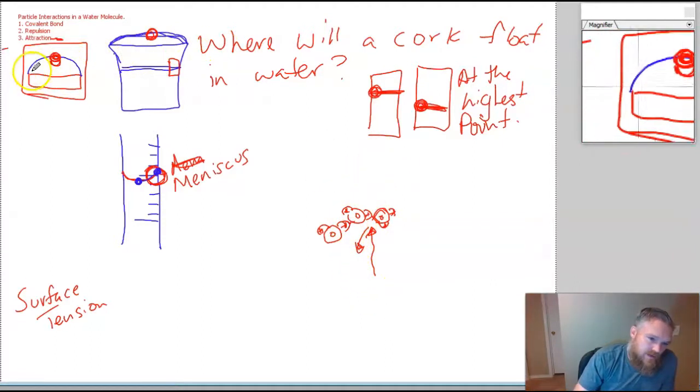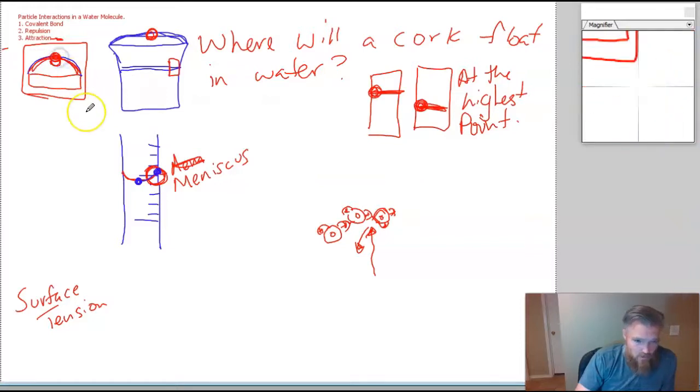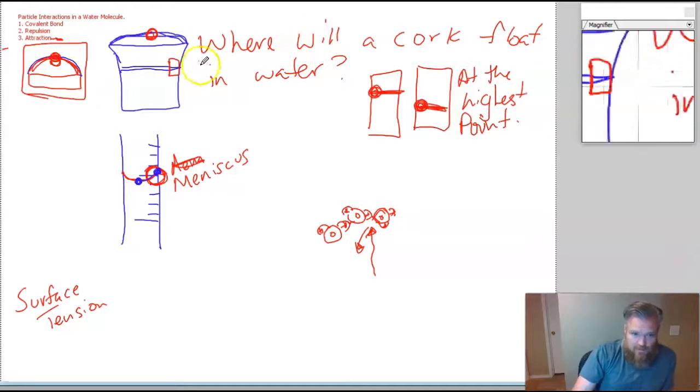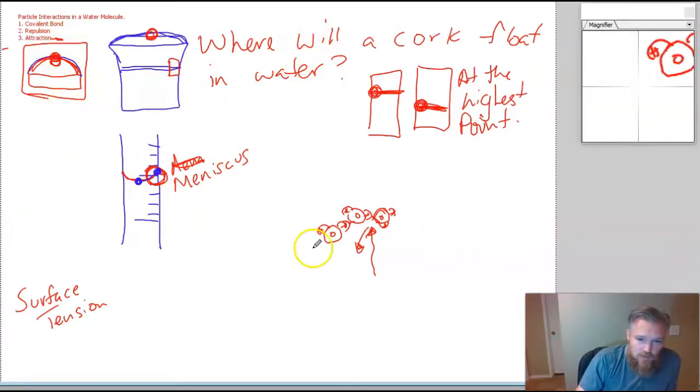So there's this surface film of molecules that just sits kind of on the surface and holds hands and keeps everything compact and working together. So it is that attraction between water molecules that is what's holding it together.